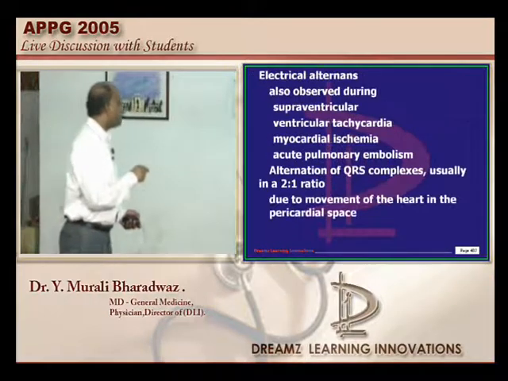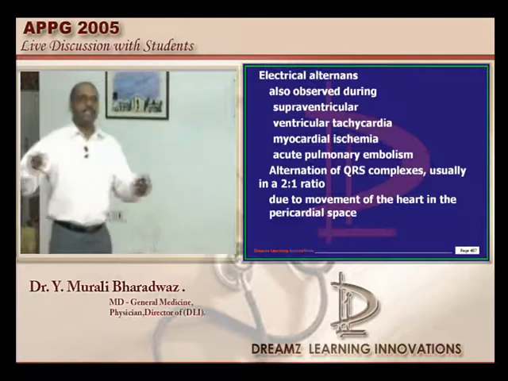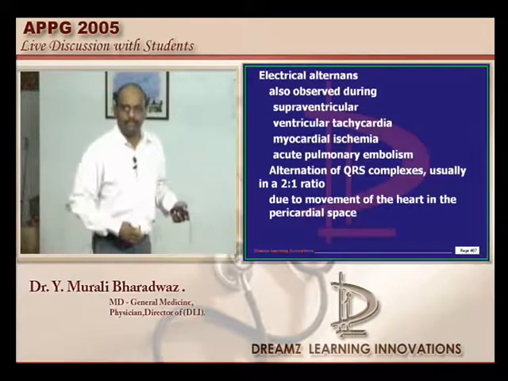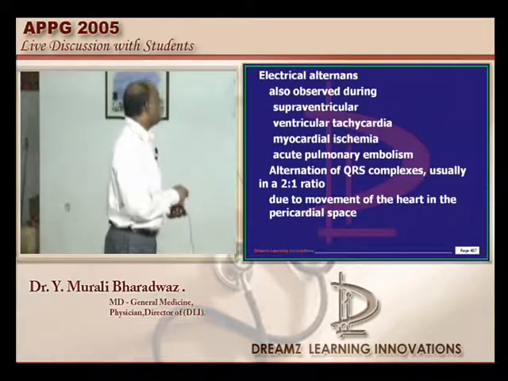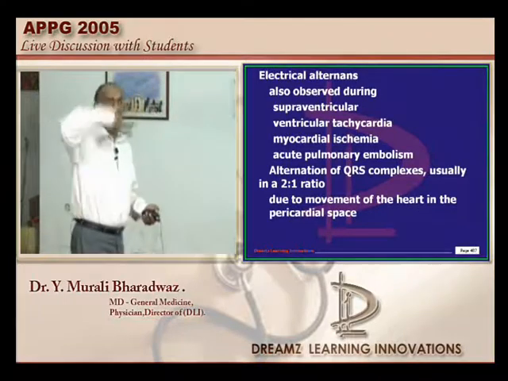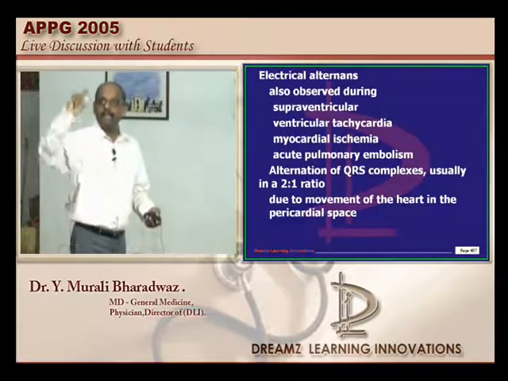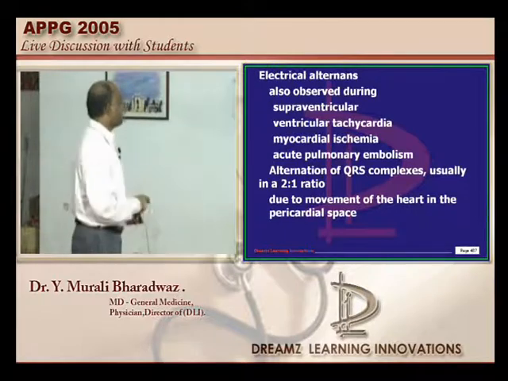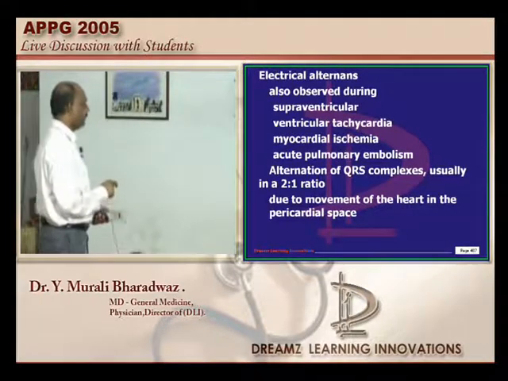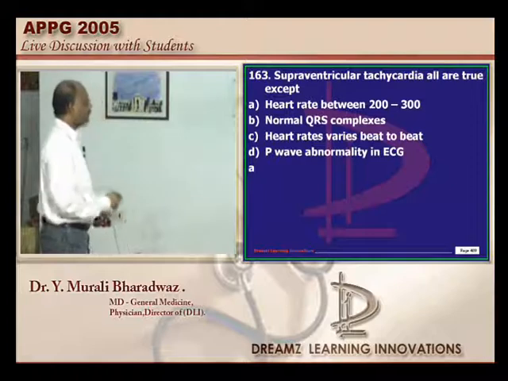What is electrical alternans, doctor? If you take the ECG of a patient who has got a huge effusion, in him classically there is alternation of the QRS complexes, their voltages will be alternating, which is what you call electrical alternans, which needs to be remembered. So let's go to the next question.